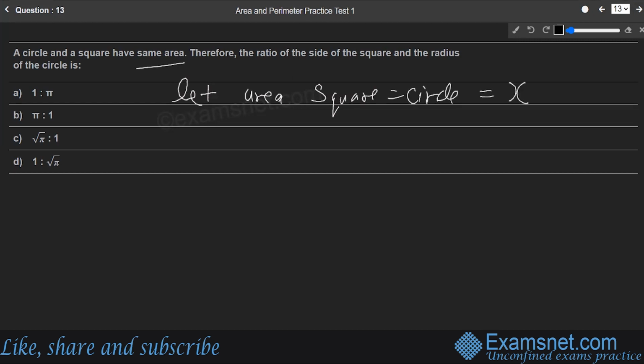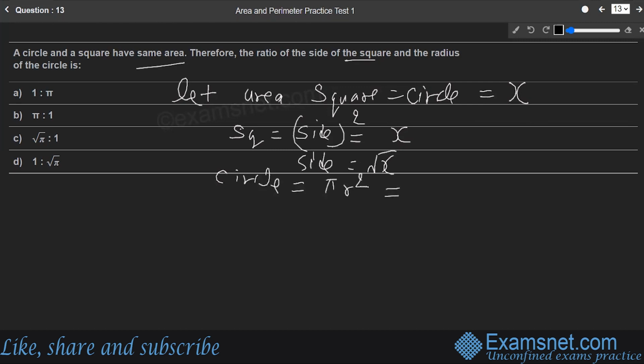Now in terms of x, we can find the side of the square and the radius of the circle. He's asking for the ratio of the side of the square and the radius of the circle. For the square, the area is side square, and this is x, so the side is simply under root of x. For the circle, the area is pi r square, which is x, so r square is equal to x by pi, and r is root of x by pi. This is the radius of the circle.